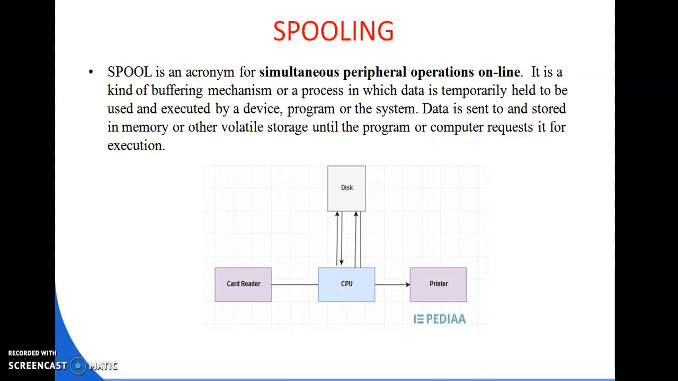Right? So look at this diagram. This is a block diagram. This is a CPU processor. This is a disk. This is a spooling area and the card reader. So this is the printer.